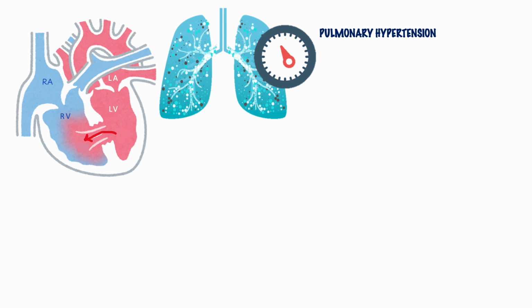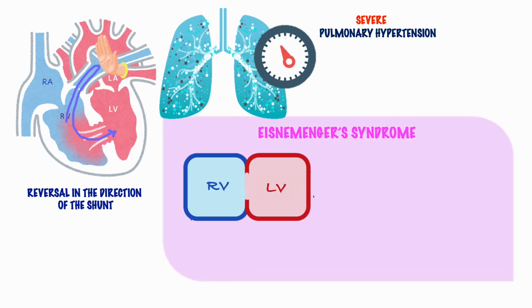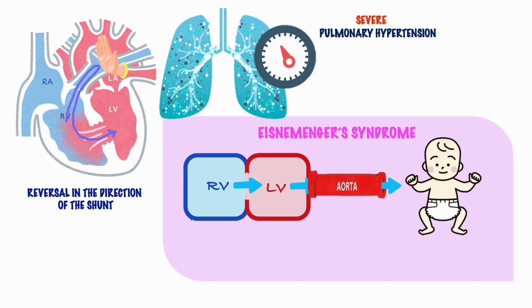Eventually, the pulmonary hypertension can become so severe that the high pressures start to force deoxygenated blood backwards into the right ventricle, leading to a reversal in the direction of the shunt. This is Eisenmenger syndrome. Deoxygenated blood shunts from the right ventricle into the left ventricle and then into the aorta and then out to the body.